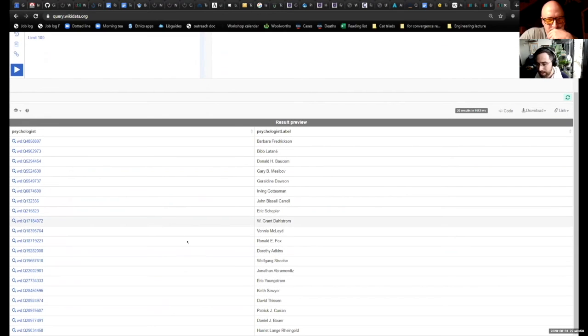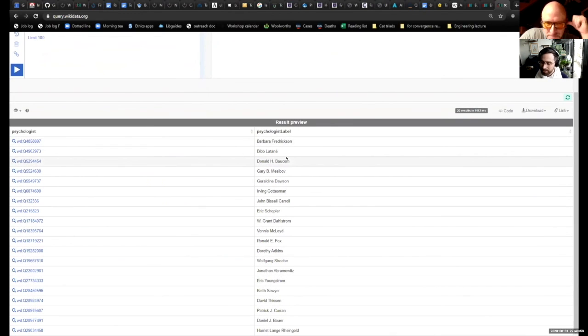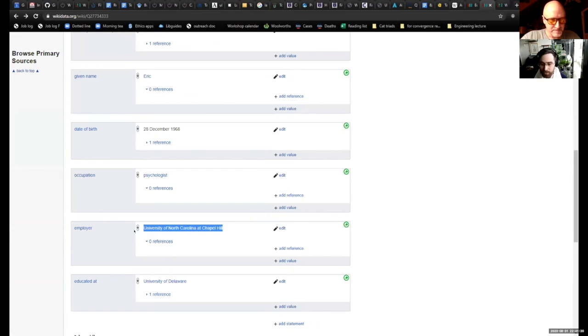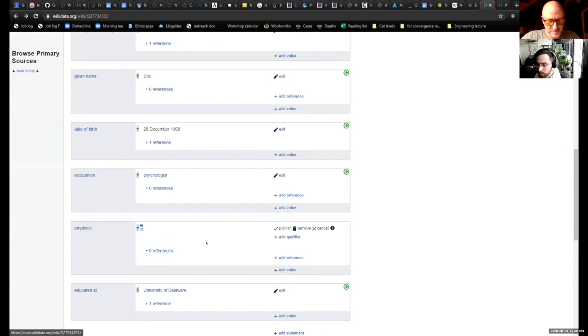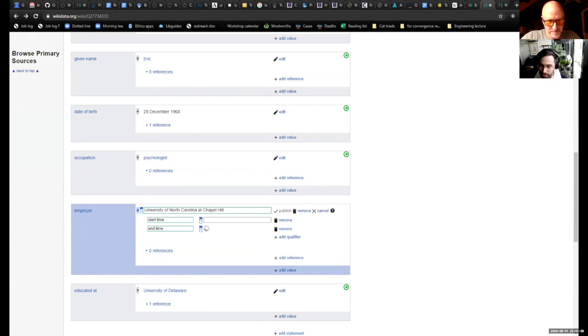But here we go. So we now have a list here. Yep, there's my department. Psychologists. And psychologists who are no longer employed at the UNC, but that's because I haven't filtered it by people who are currently employed. So I can actually say, for example, I want to show only people who don't have an end date listed on their employment, because, for example, where it says employer UNCW, we could add the qualifier start time, and for people who are no longer working there, end time.